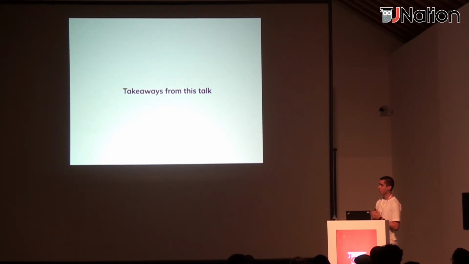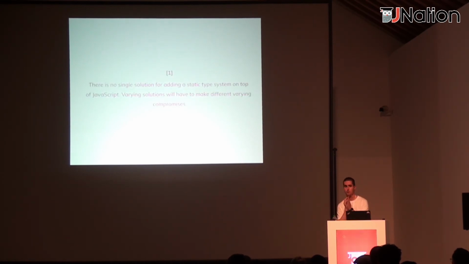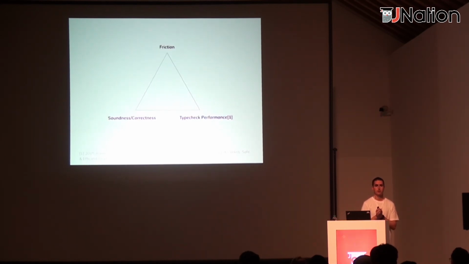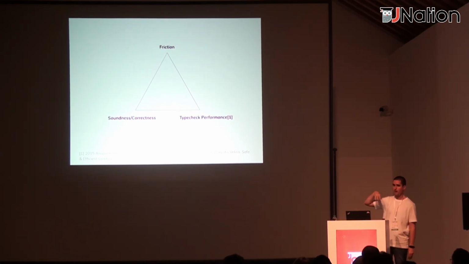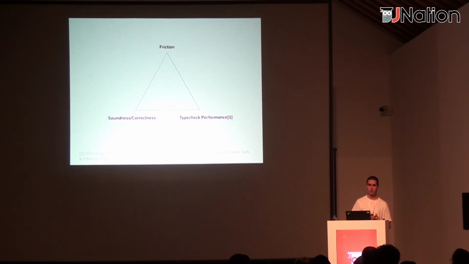So what are the takeaways that I want people to have from this talk? The most important one is that there is no single solution for adding a static type system on top of a dynamically typed language. There's a triangle of type check performance, which we can also say complexity, friction, and soundness. You can't have a fully sound, simple type system that can be easily adopted by everyone. You have to pick two sides of this triangle. And Flow and TypeScript show different sides of this triangle.